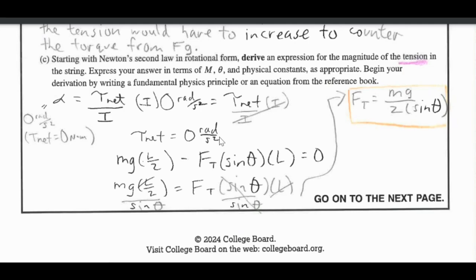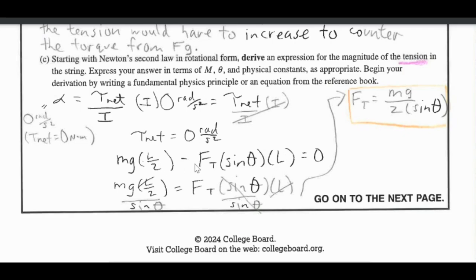So that means the torque from the force of gravity is going to be the same as the torque applied by the cable. So here's gravity. It's mg applied to the middle of our beam. That's why it's L over 2. And then our Ft, which is the cable itself, times the sine of theta to get that vertical component, times L, because it's acting at the very end of the beam.